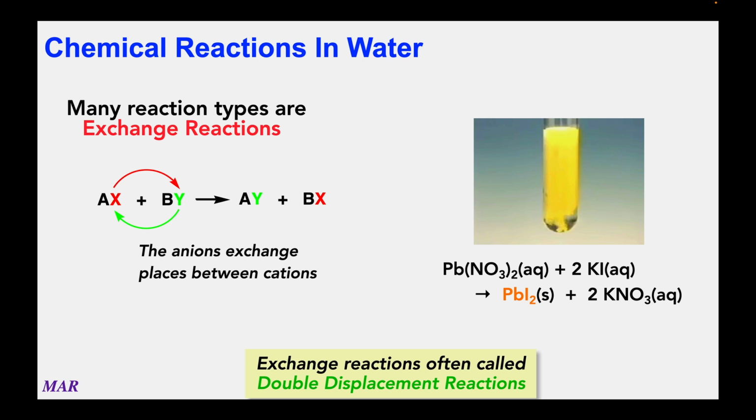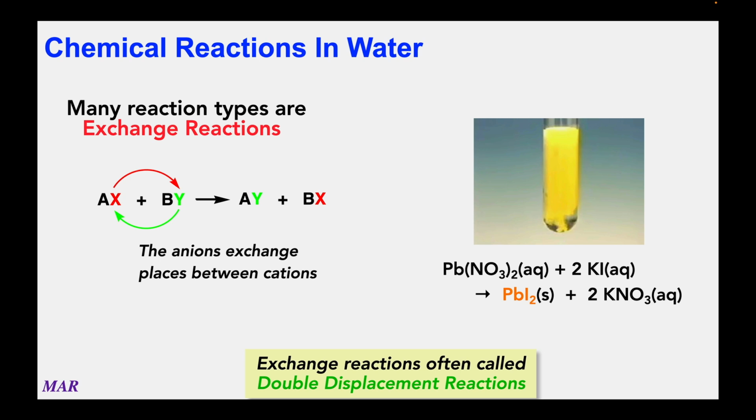And so in that little diagram on the left, AX represents a positive and a negative compound, a cation and an anion. So maybe it would be NaCl. The Na would be the A, the positive part. Chloride would be X, the negative part. And then BY would also be ionic. Maybe it would be something like silver nitrate, all right? The silver plus would be B, and the Y would be nitrate.